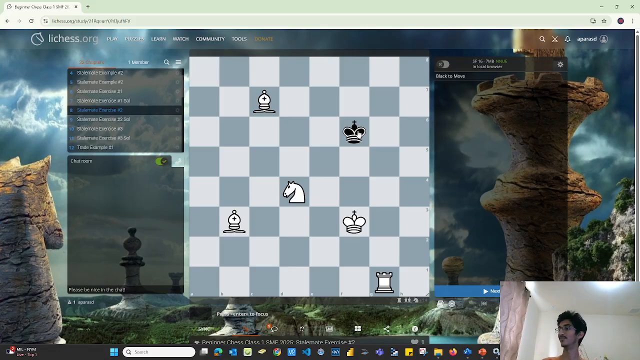Vishwalata, I believe is your name. I apologize if I mispronounced it. King F7 is not allowed because the bishop is there. Your name is Arush. Okay. So Arush, if the king moves to F7, then the bishop can also go to that square. So the king can't move to F7.